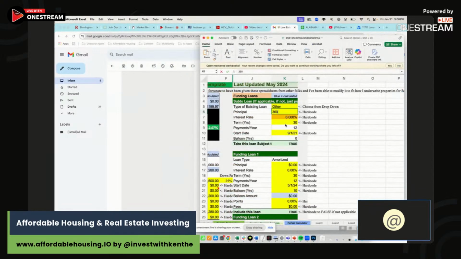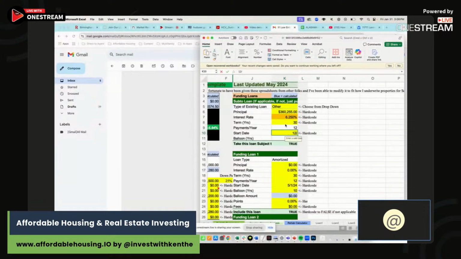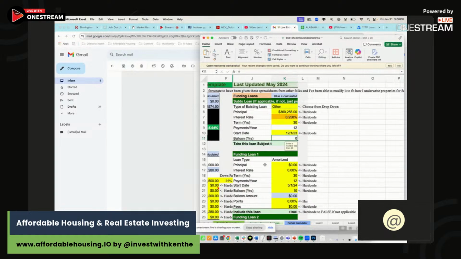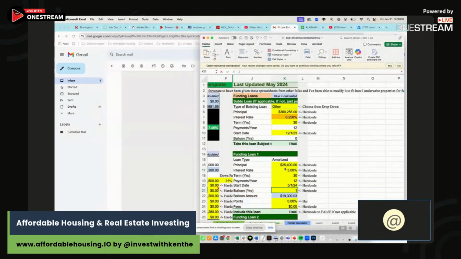6.25%, 360,255, 6.75%. Oh, 6.25, excuse me. Started in 12/1/23, backing out 30 years. The secondary loan for $25,000, 3%, 30 years with a 10-year balloon.